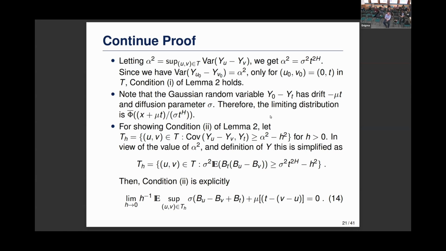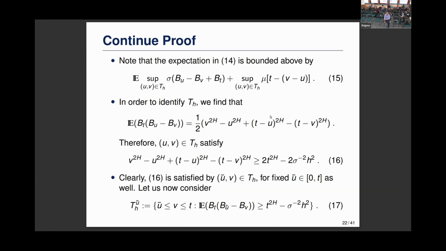And that second condition can actually be bounded above by just taking supremums separately on the drift terms and on the loss terms. And so in order to identify T_H, we look at the fractional Brownian motion covariance function, just this one. And for every time u and v in T_H, we have this bounding by the property of T_H. So that means for a fixed u bar, this inequality is also satisfied. So the time space for a fixed u bar, the T_H we have is in this form.